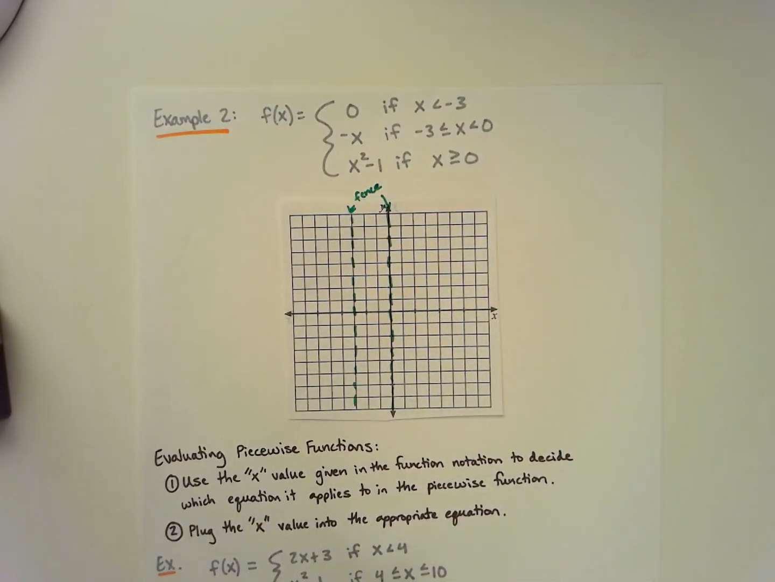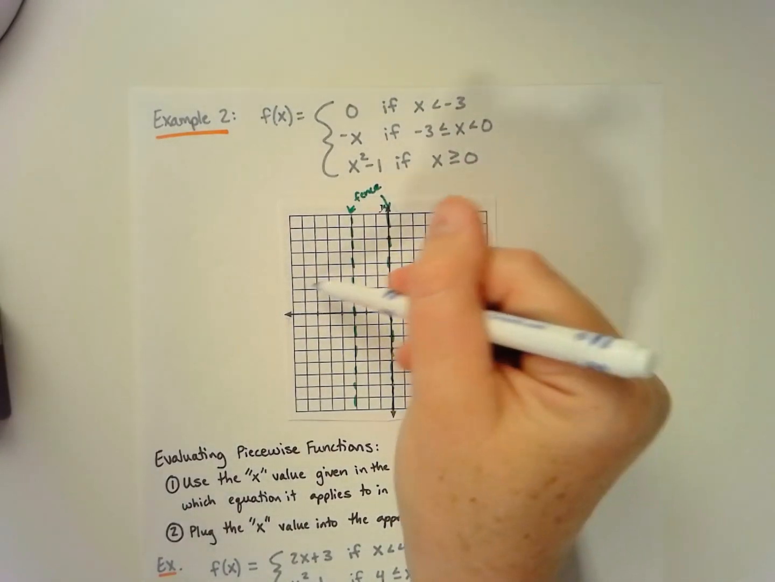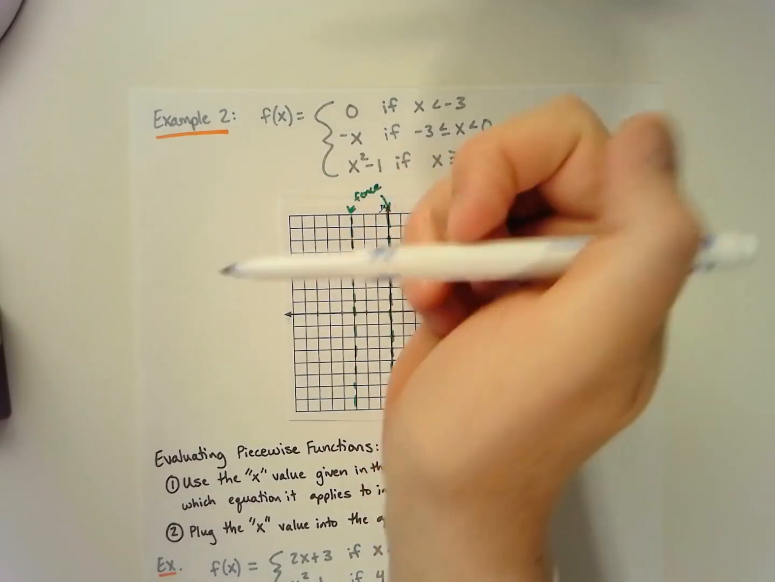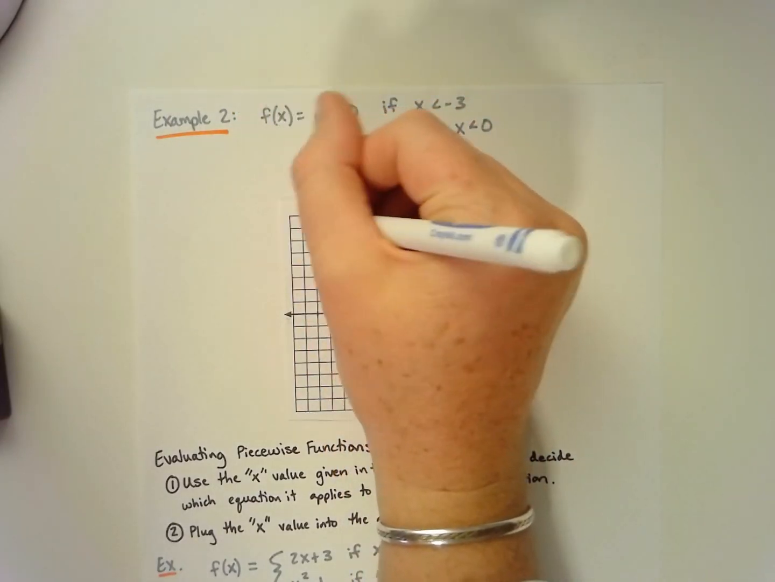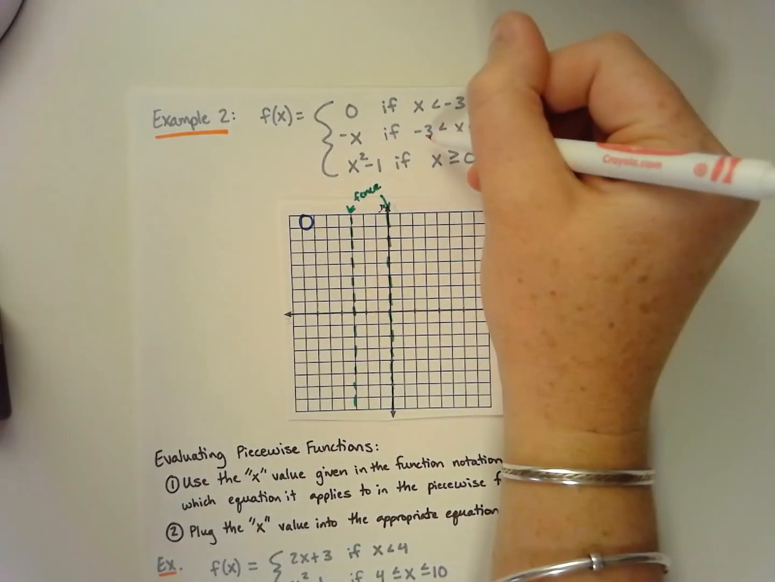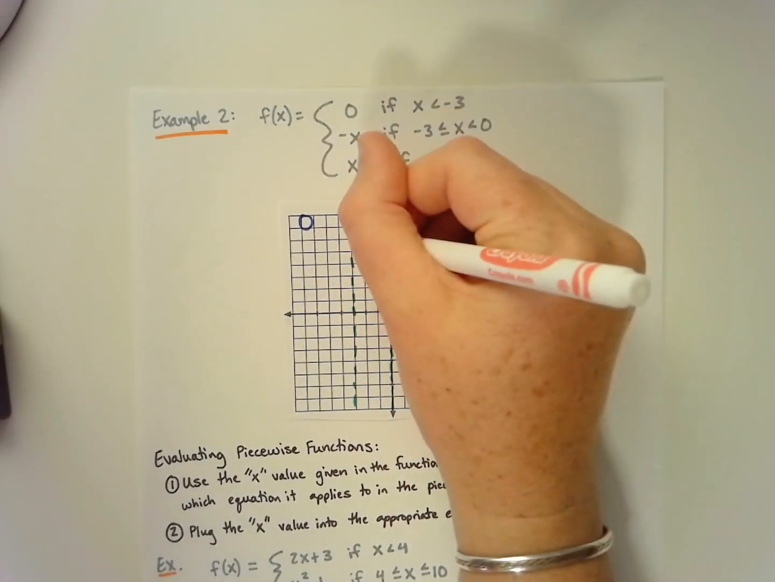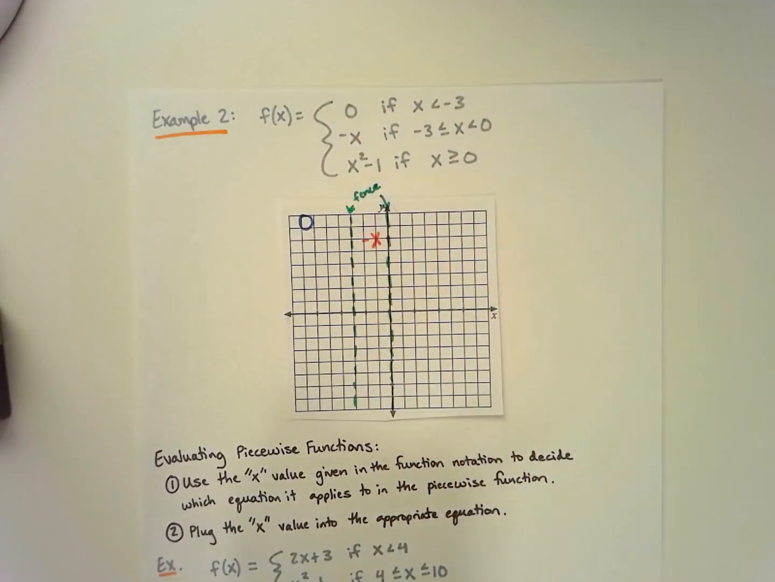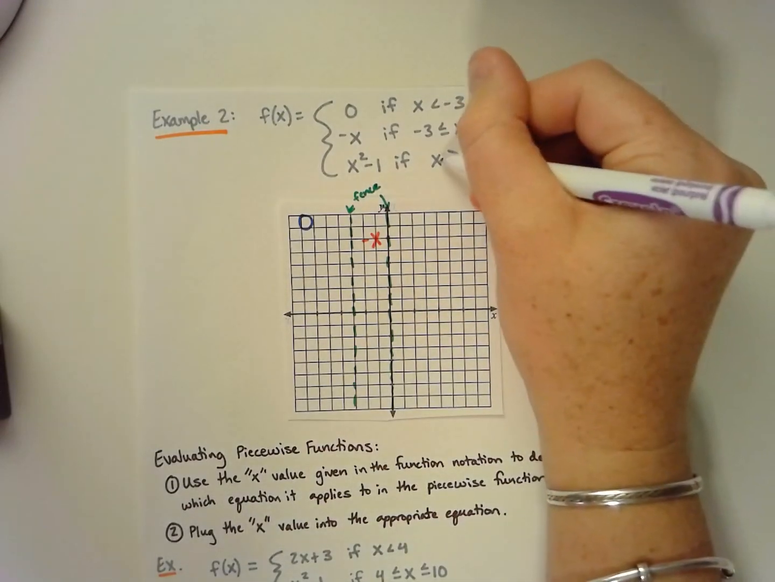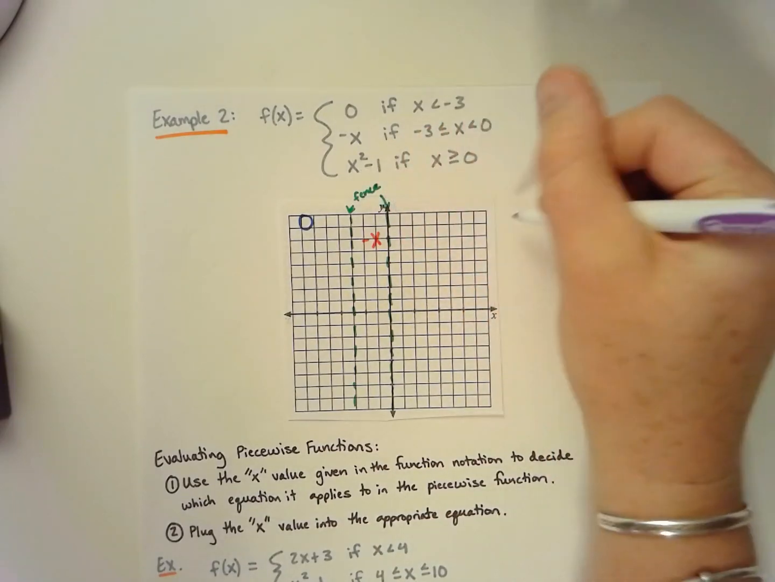And then we're going to set up our table of values. So I'm going to use a couple different colors. So for x is less than -3, so over in this area, we just have 0. So I'm just going to put 0 over here. In the middle of our graph, between -3 and 0, our y equals -x. So that's -x. And then we have one more piece. Grab another color. So where x is greater than or equal to 0 would be over here. We're going to put x squared minus 1.